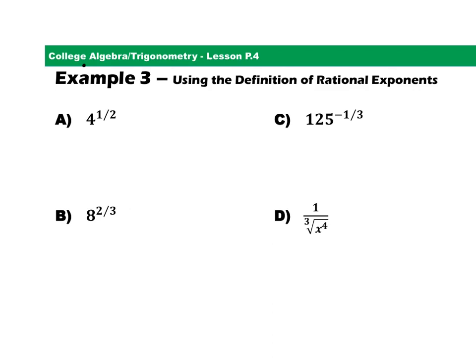What's another way I could write 4 to the 1/2? 4.5. Good thinking, but where does that little 2 go? Becomes the index, right? So this is really the square root of 4, which is what? 2.